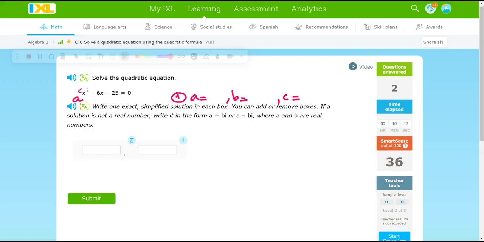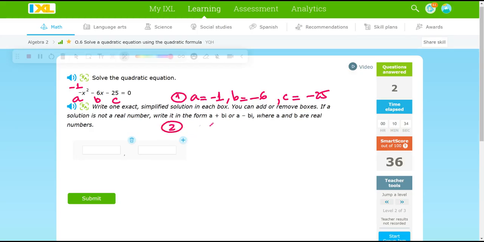Okay, so A, right here, you don't see a number, but you see a negative sign. It is negative 1. Okay? So I put A as negative 1. B, B is the number in front of x, which is negative 6. And then C is a constant, it's negative 25. Okay, that's step number 1.